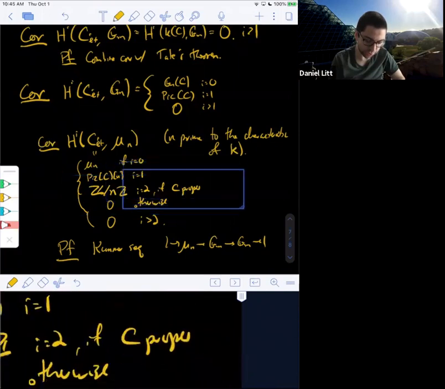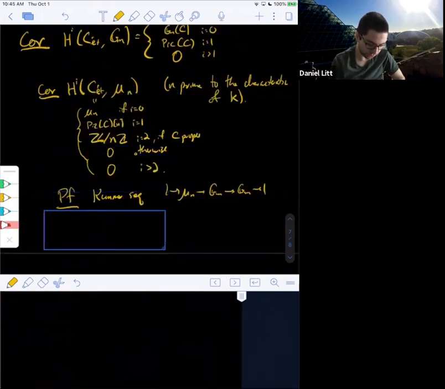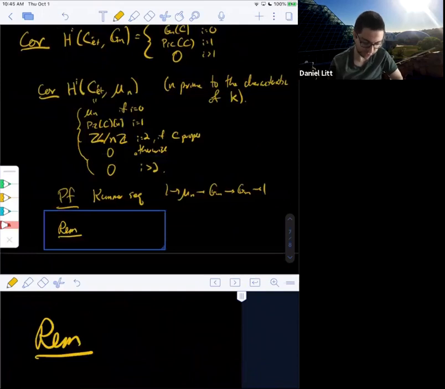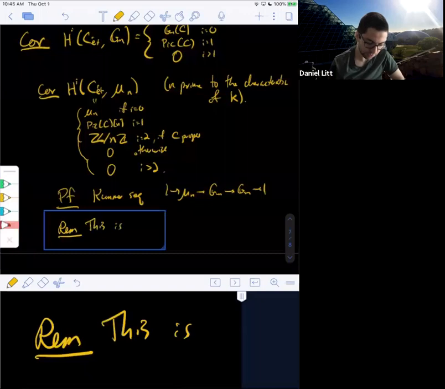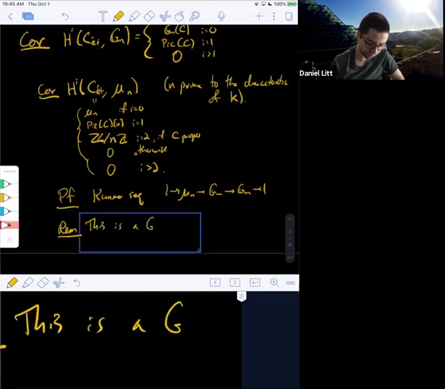Okay, and so I want to make a remark. So a couple remarks. So the way I've stated things now is Galois equivariant. So this is a Galois equivariant description.